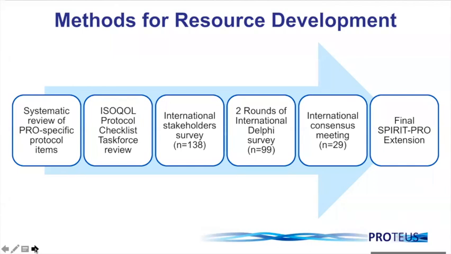We undertook an international stakeholder survey and 2 rounds of an international Delphi survey comprising the stakeholder groups that I've just mentioned. We held an international consensus meeting with 29 individuals, again broadly representing those stakeholder groups, at which we finalised the Spirit Pro extension. During the Delphi process, we had a number of rounds of voting, where individuals indicated the relative importance of items, and we had specified thresholds for inclusion, and further details of this can be found in the JAMA paper.